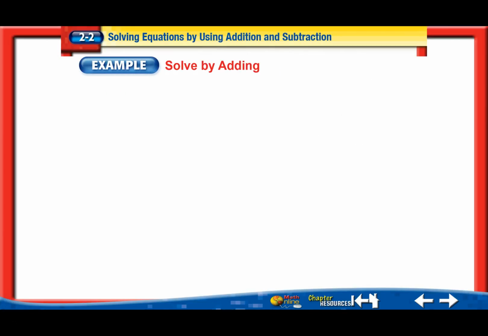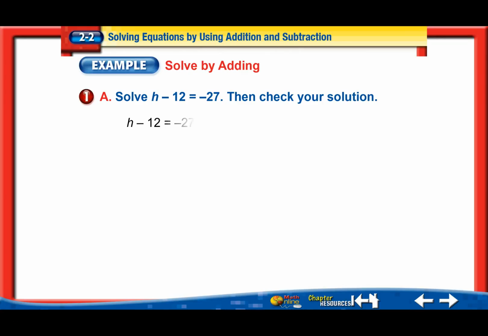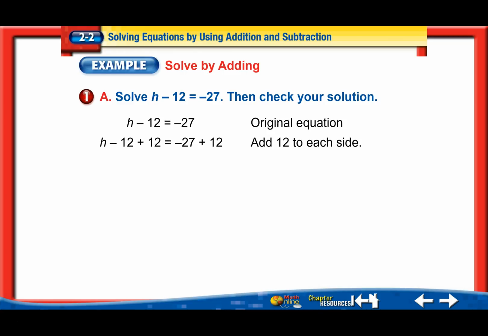All right, so let's see what this all looks like here. So solve this by adding. First thing we're going to take is the original equation. I very much recommend writing this so you can do it vertically. It makes life a lot easier. Then you're going to add 12 to both sides. So we added 12. So your answer ends up being H equals, man, they did not do that nicely.